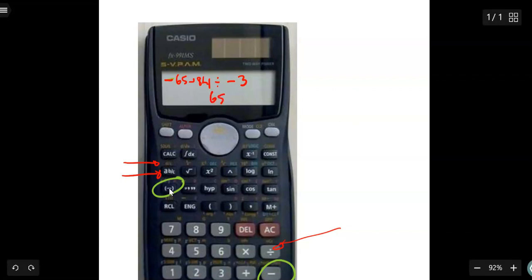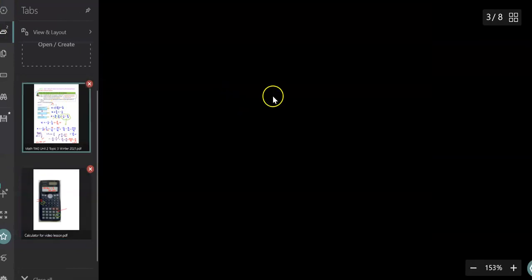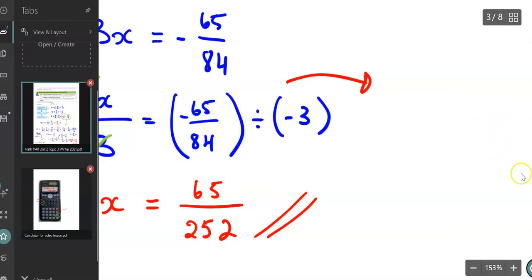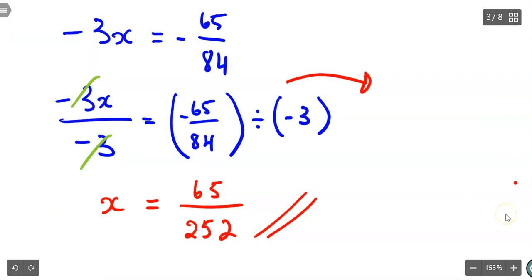So don't forget I'm using this calculator because most of you will be going into a program that requires this calculator. Okay, so it's good to get to know this calculator and work with it. It's very straightforward and it's actually the best calculator for fractions. Okay, so that's what we have for this example.